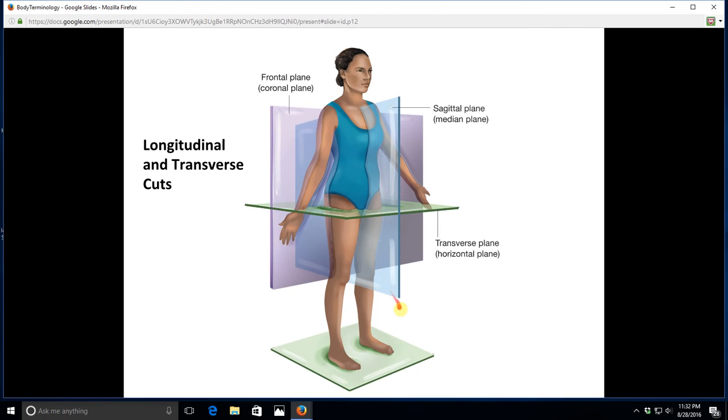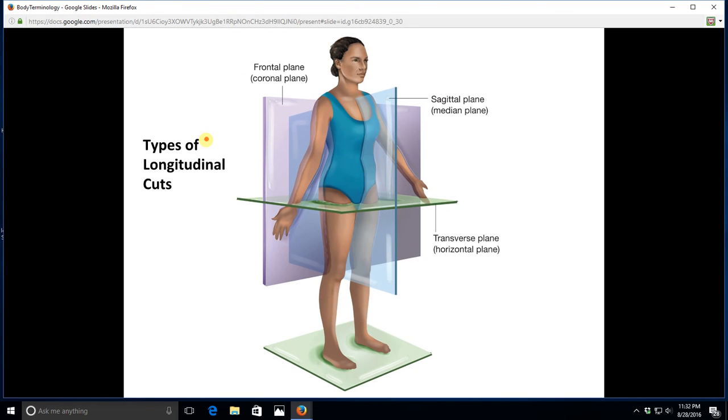Now notice when we separate left and right halves, we call that sort of cut sagittal. When we separate front and back halves, we call that sort of cut frontal, also known as coronal. And we'll come back to these. Like I just said, two types of longitudinal cuts. Left and right creating cuts, that's a sagittal cut. If you get a front versus a back half, that is a frontal or a coronal cut.